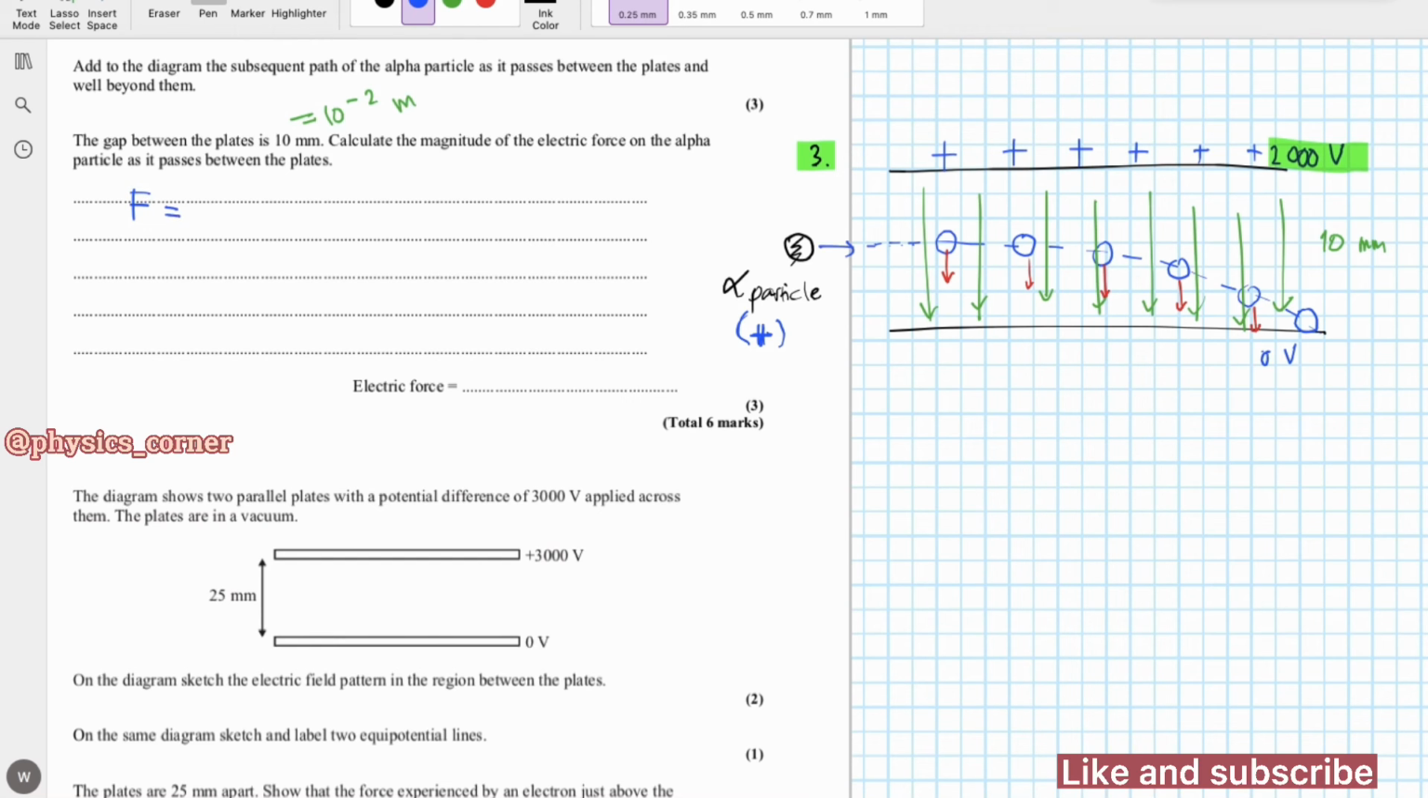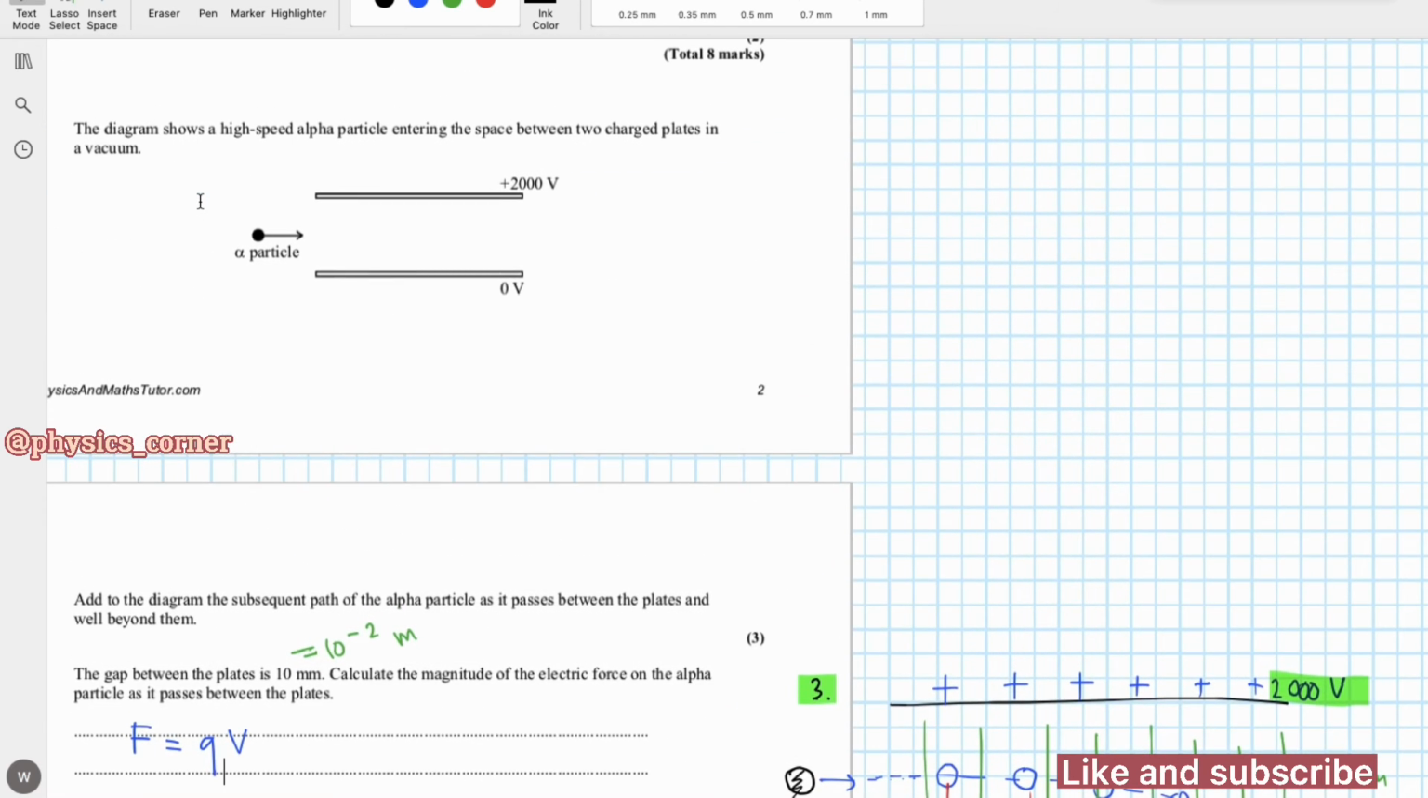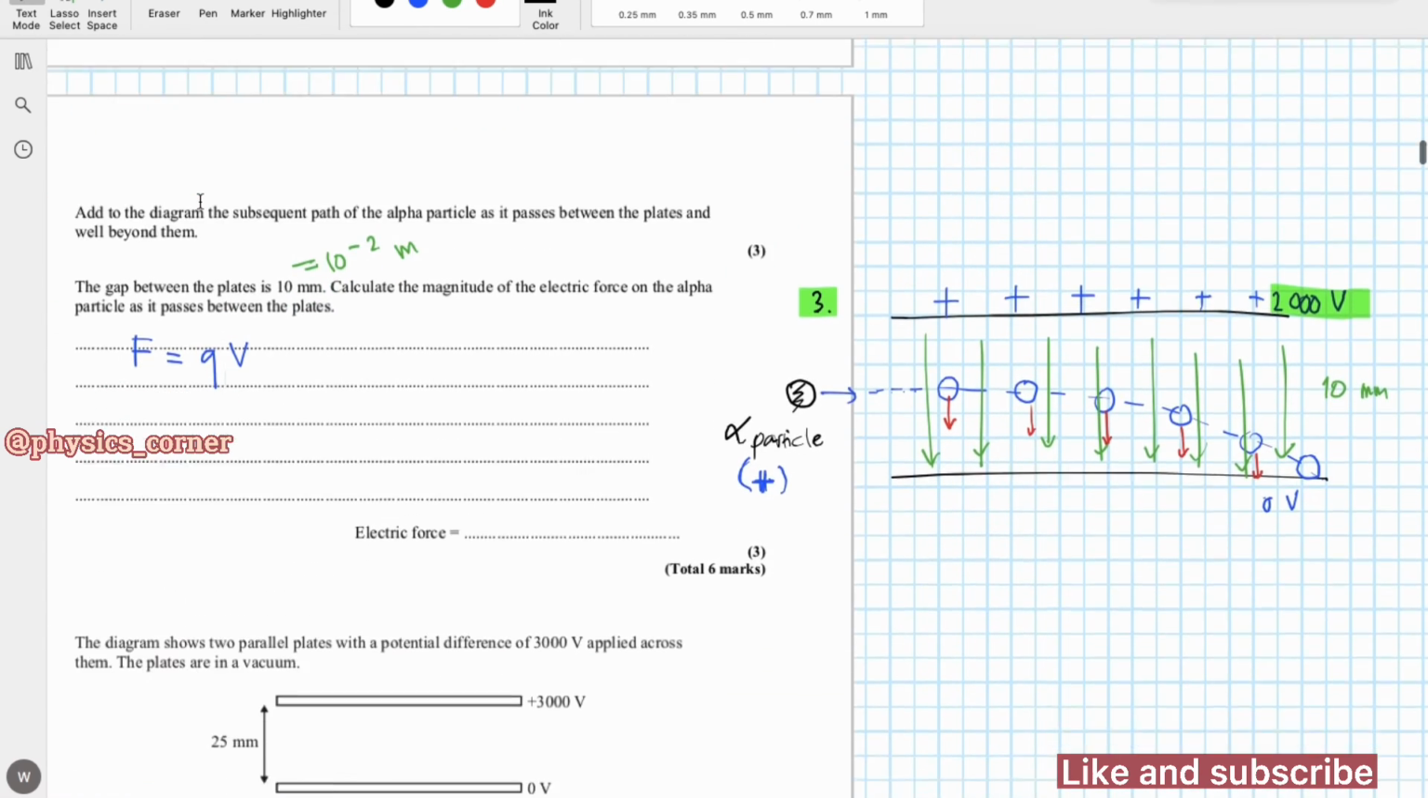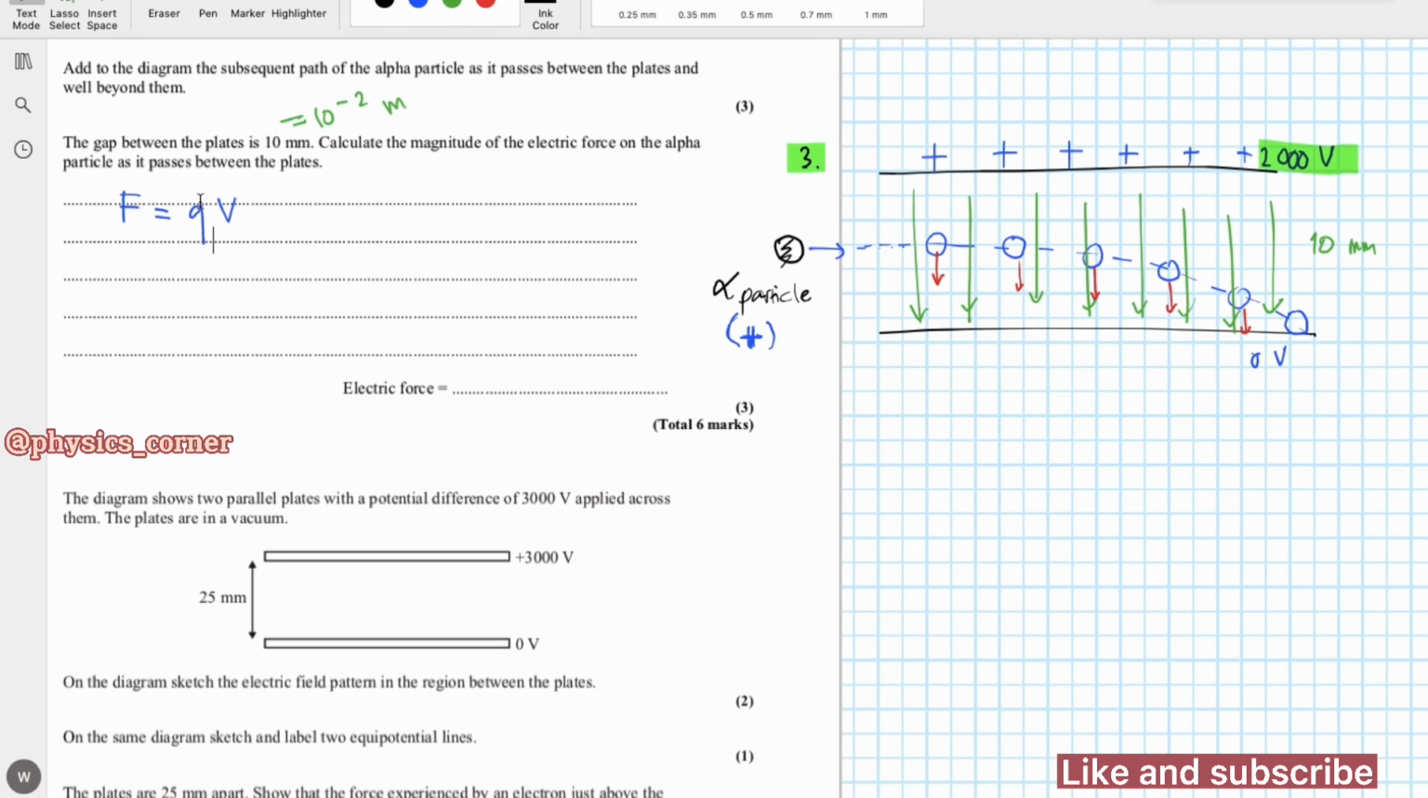Force is QV, but alpha particle. Let me check again, is it given? We don't have the charge. We only have distance. Let me look up the charge of the alpha particle first.